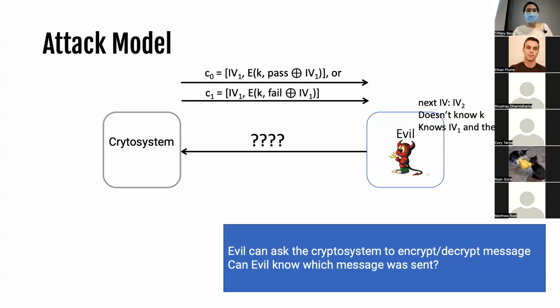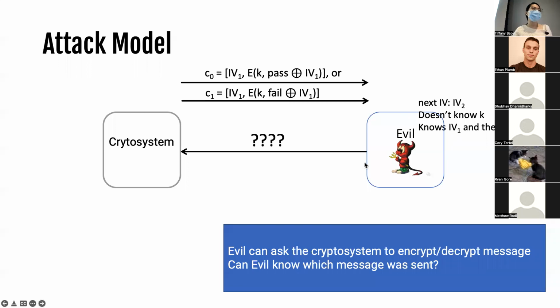Now let's suppose that Evil, as the bad guy, can ask the crypto system to encrypt or decrypt some messages. The question here is, given that Evil knows about IV2, can Evil know which message was sent previously when the crypto system sent these two messages out? It could be either C0 or C1, right? But from the outsider's perspective, he will only see IV1 and an encrypted message. So he doesn't really know if it's pass or fail.